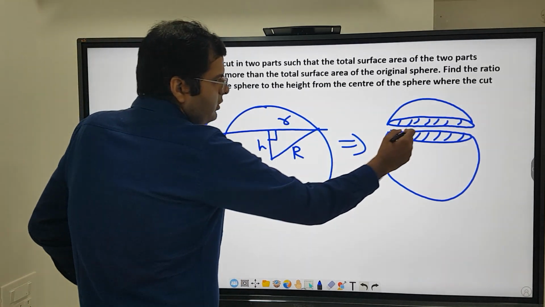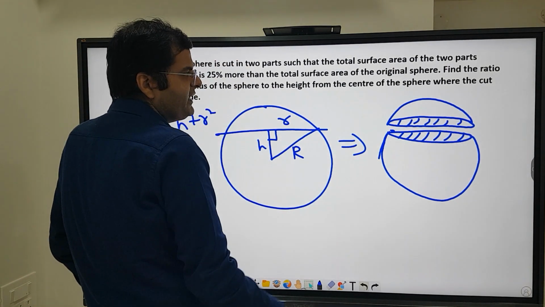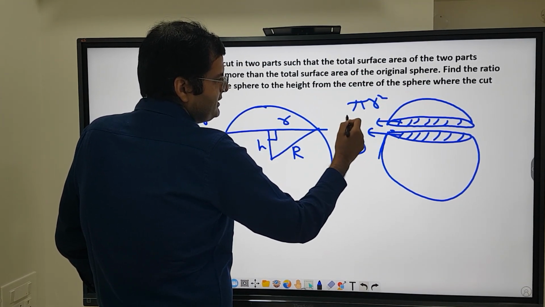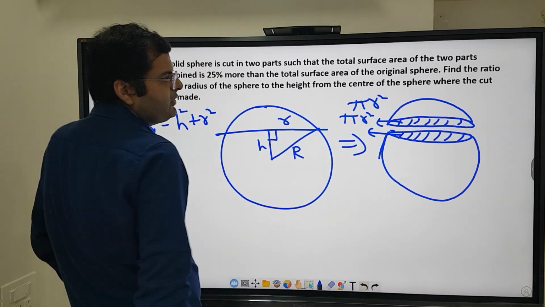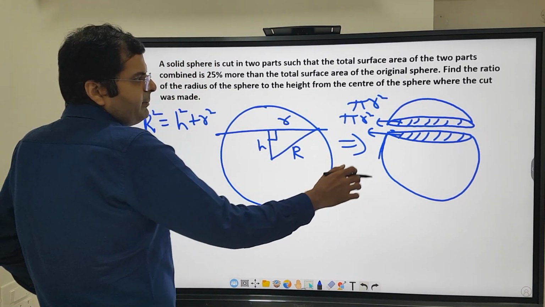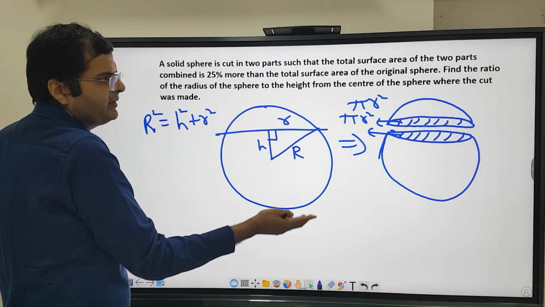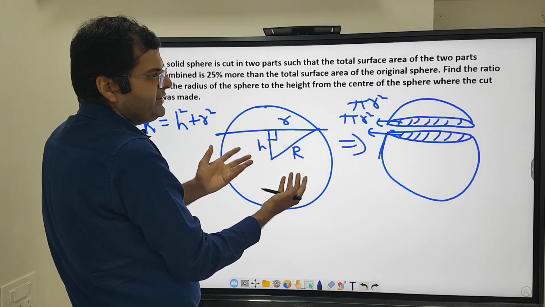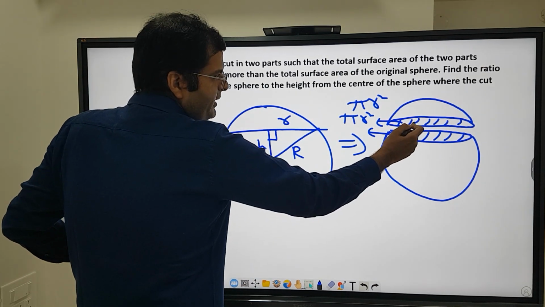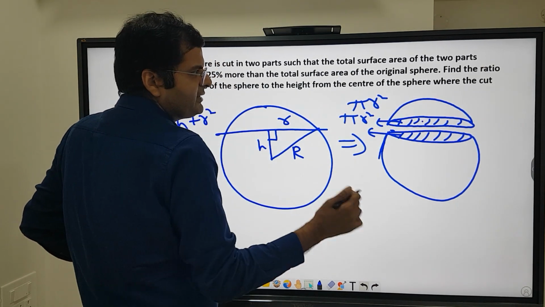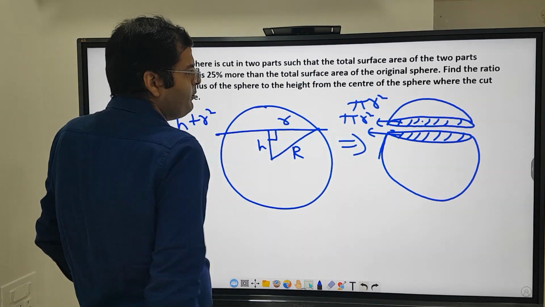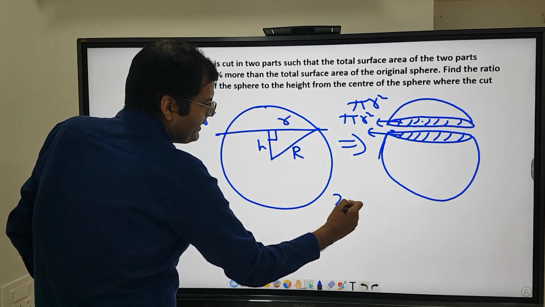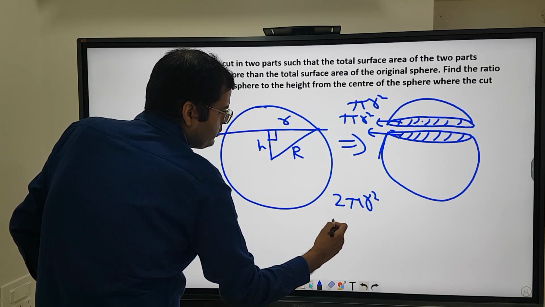Also, the surface area that is added will be this pi into small r square plus this pi into small r square. This is the new surface area that is created, because the entire curved surface area will be the same. If you join these two parts, you will get the same sphere. When you have cut it in between, these are the two circles that you get as the new surfaces, and each of them has an area of pi r square. So the surface area is increased by 2 pi r square.